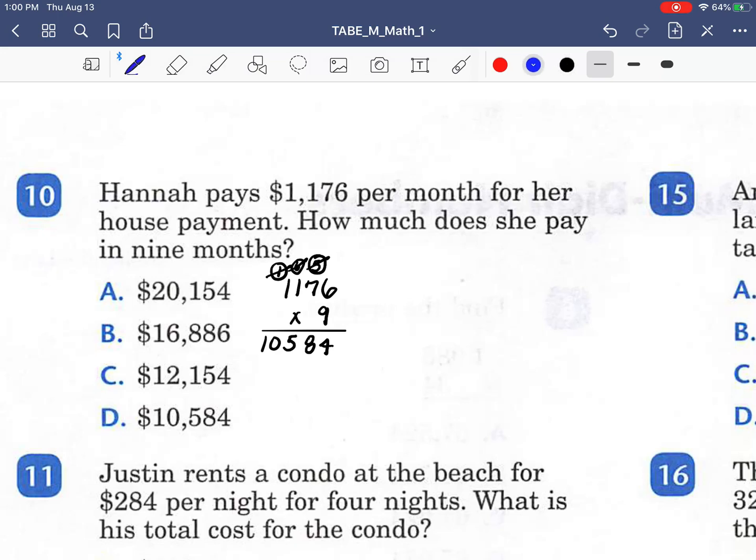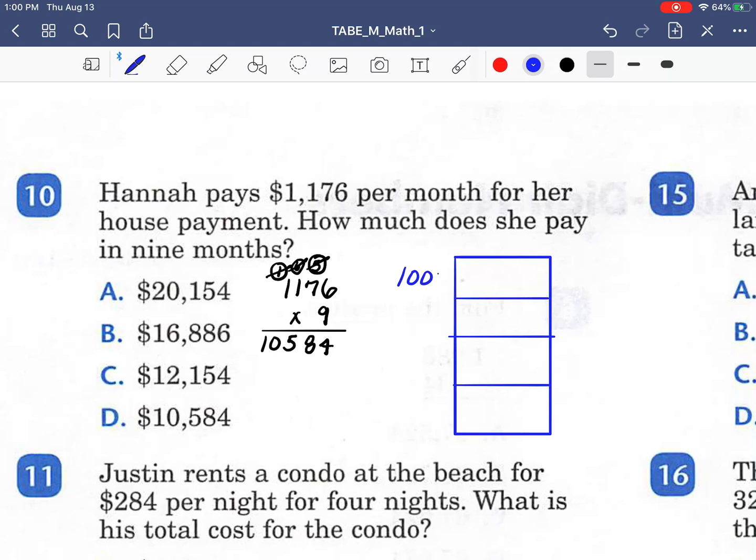But let's do the area model. Whoa. I'm not an artist, folks. This time we have a 4-digit number by a 1-digit number. So we have 1,000, 100, 70, and 6 multiplied by 9. So there's 9,000, 900, 9 sevens are 63 and a 0, and then 9 sixes are 54.